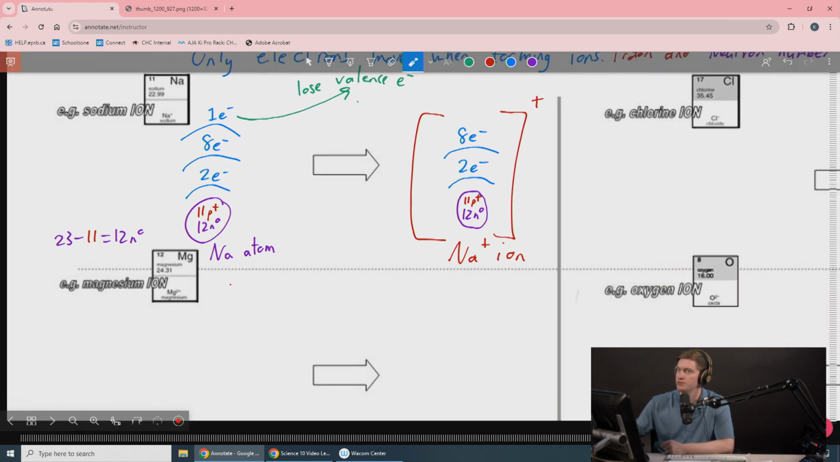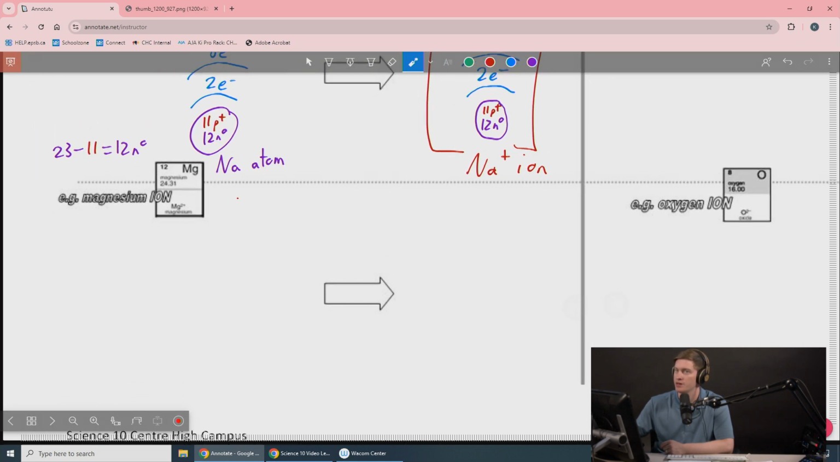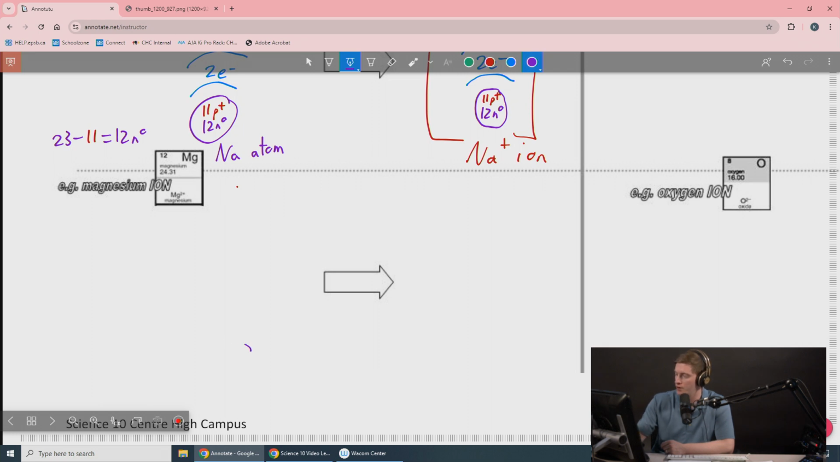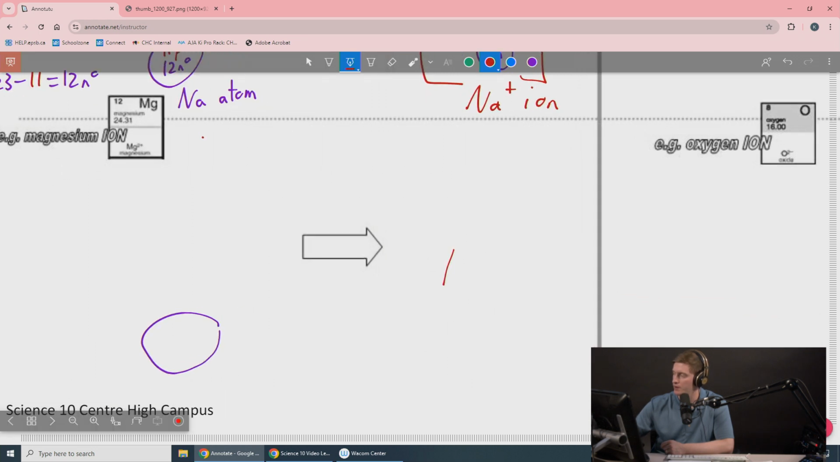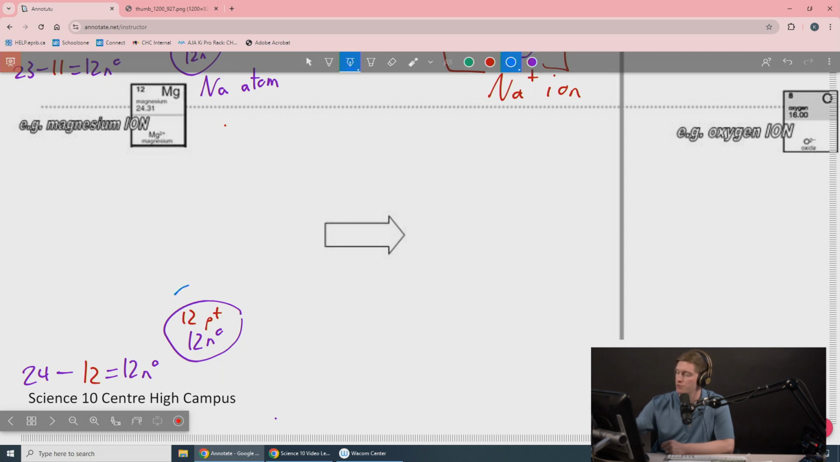We'll look at another metal just below here. We're going to look at a magnesium ion. So we're going to draw the Bohr diagram for magnesium. Magnesium will make our nucleus. It's got the atomic number of 12, so that means it has 12 protons. Its atomic mass is 24.31, so we'll round it to 24. We'll subtract our atomic number, and that will get us 12 neutrons. 12 protons, 12 neutrons. It's also going to mean that we have 12 electrons to place.